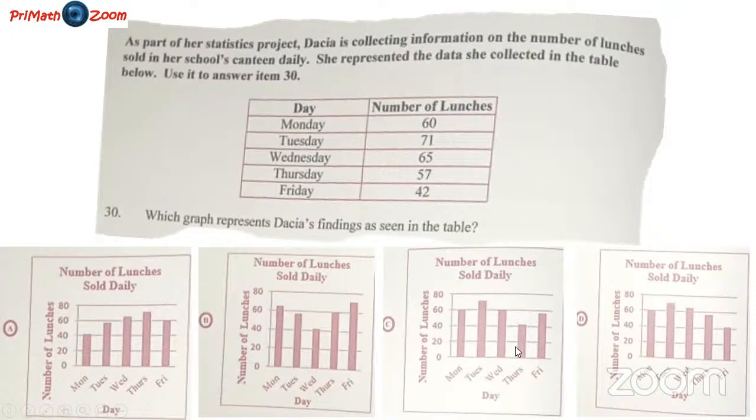Wednesday is 65. Wednesday here is 60. Wednesday here is a little more than 60. So this one, D is leading here so far. Thursday is 57. That should be a little less than 60, which is being shown here at D. And Friday is 42. And this is a little more than 40. So the correct answer is D.